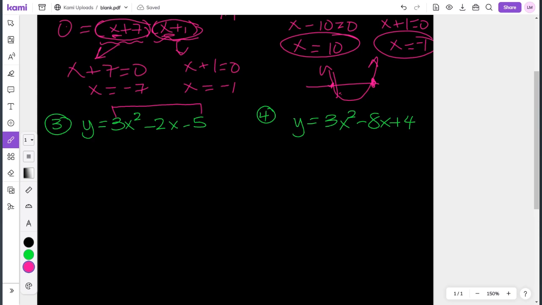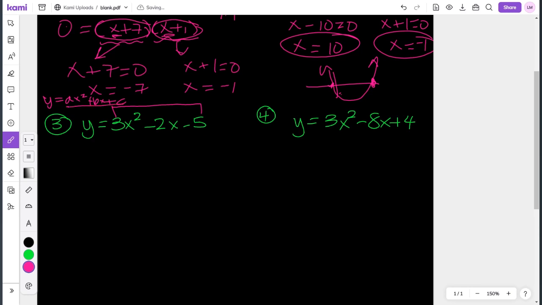This is called the AC method. Your teacher talked about that. So I'm going to multiply a and c. So remember the y equals ax squared plus bx plus c. I'm multiplying a and c together.